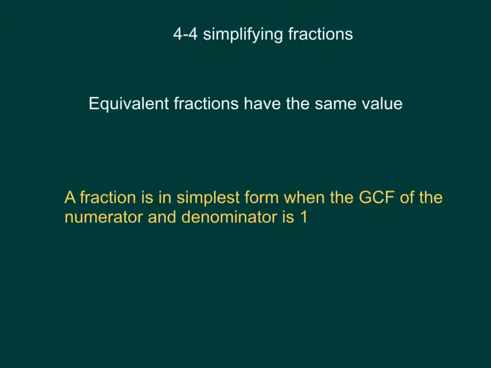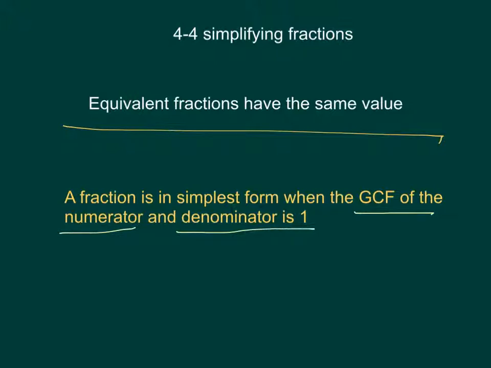Lesson 4-4, Simplifying Fractions. Equivalent fractions are fractions that have the same value. A fraction is in its simplest form when the greatest common factor of the numerator and the denominator is 1. So for example, if we have something like 7/8, that's the simplest form because the greatest common factor of 7 and 8 would be 1.